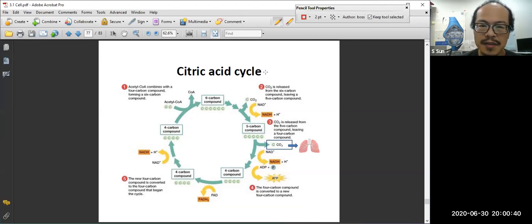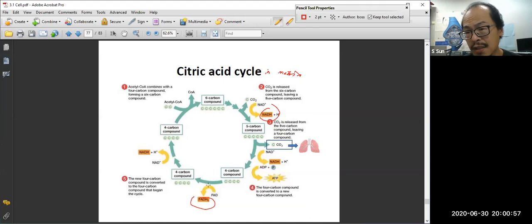This is a process in the matrix. And here basically is the process to produce NADH and FADH2. And we will use that in the electron transport chain to produce the ATP. And so that's how they are produced.